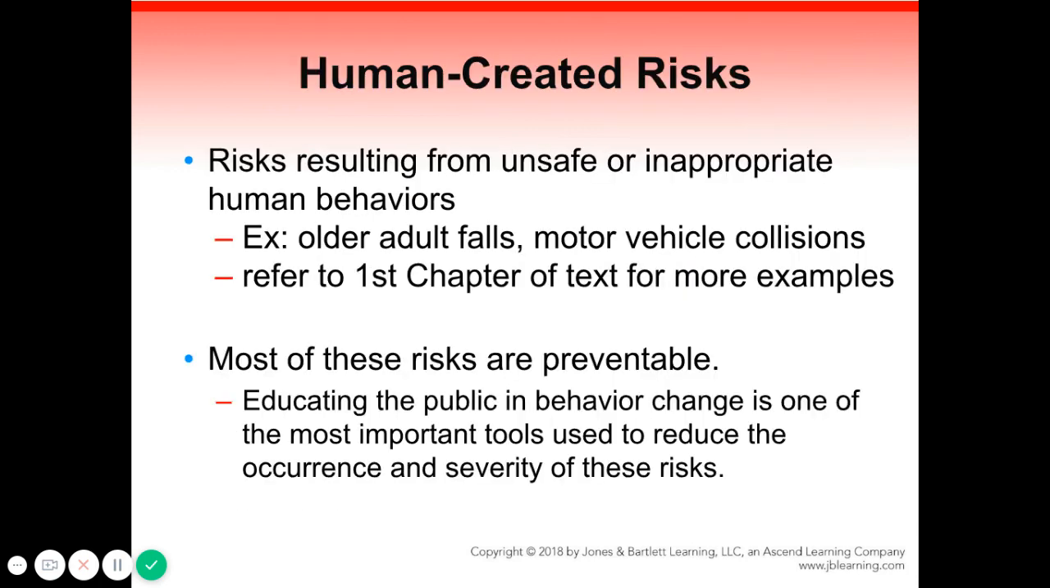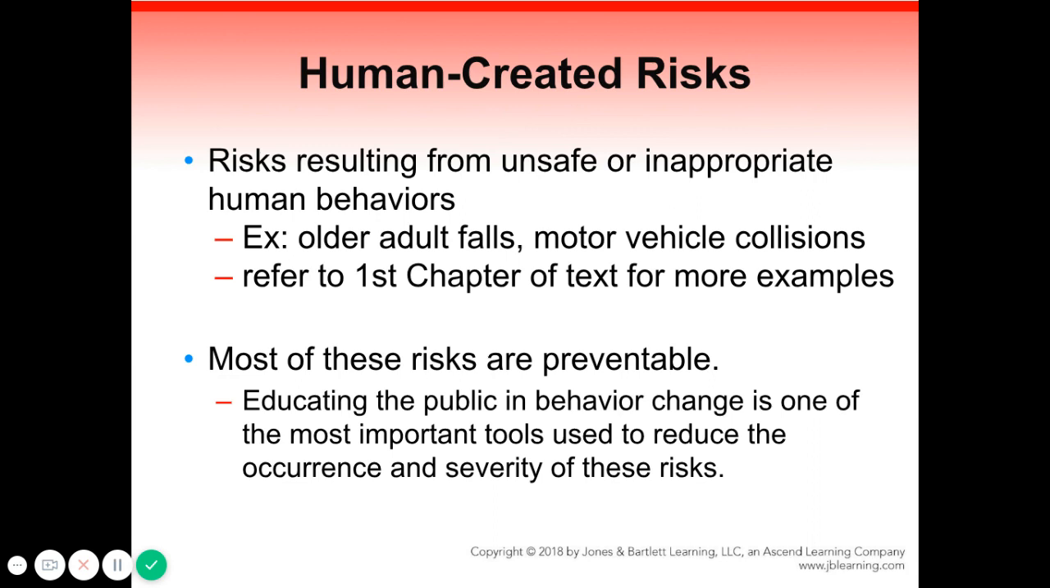The next thing we're going to talk about is the types of risks. And so the first one that we're going to be looking at is human-created risks. These risks are resulting from unsafe or inappropriate human behaviors. So, for example, older adult falls, motor vehicle collisions. If you remember in level 1, if you were chapter 1 of the text, if you have your book with you, look at chapter 1 and it talks about types of incidences, and those are dealing with human behaviors.